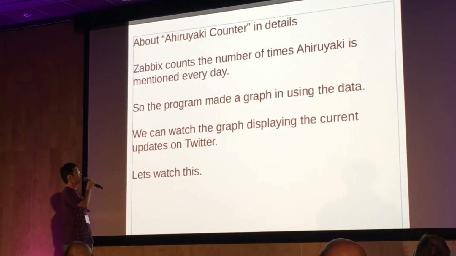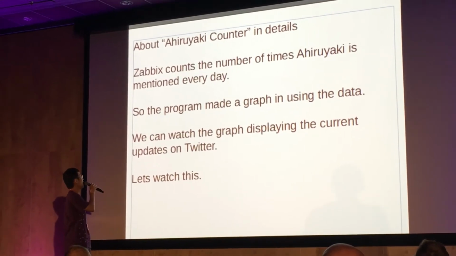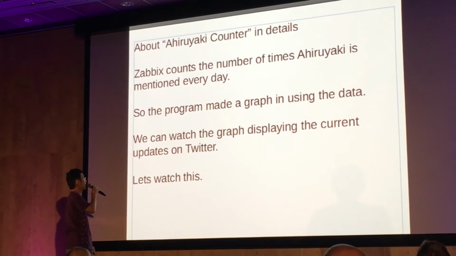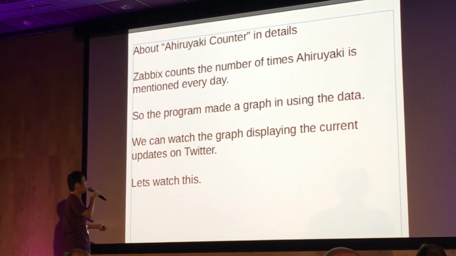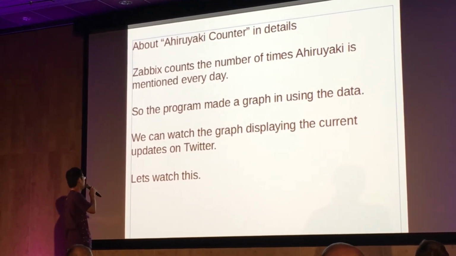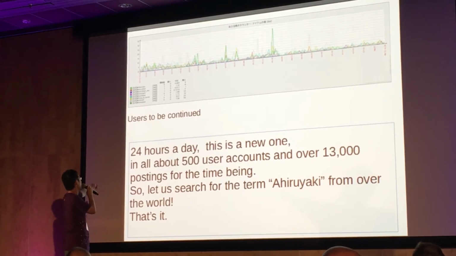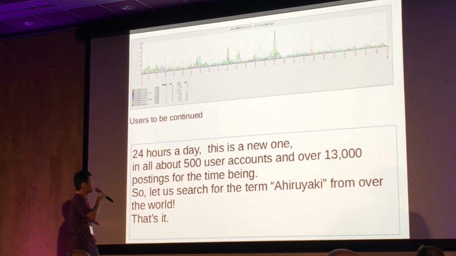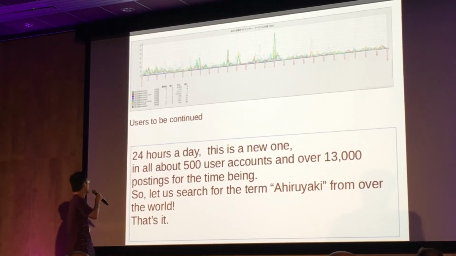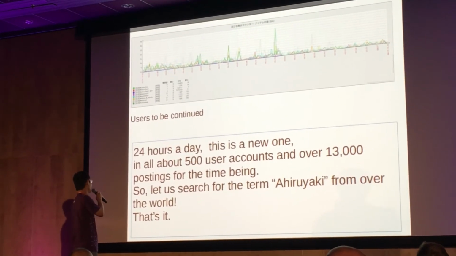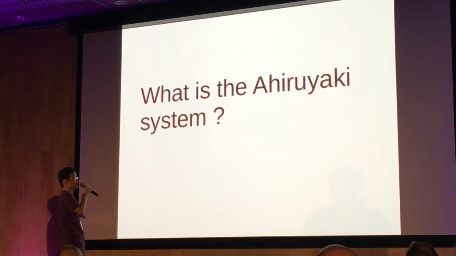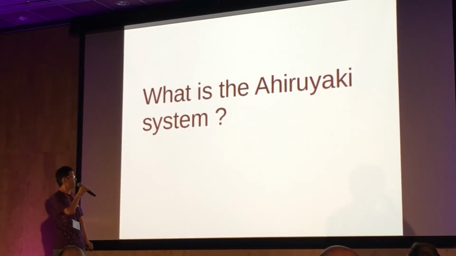Now about the count and details: it counts the number of times hierarchy is mentioned every day. The program made a graph using the data. We can watch the graph displaying the current dates on Twitter. Let's watch this. Tweeting about the day, this is the new one. You know, about 500 user accounts and over 30,000 postings for the time being. So let us search for the term hierarchy from all over the world. That's it. Okay?